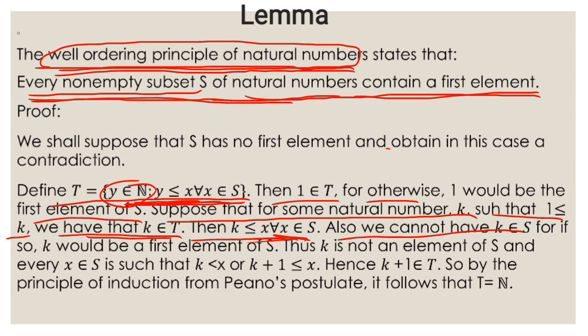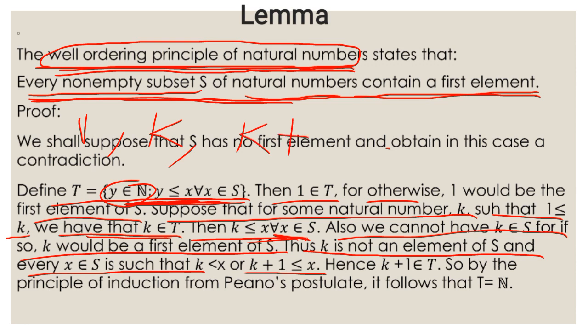Also, we cannot have K in S, just like I said. For if so, K will be the first element in S, so it cannot be. It just has to be in T. Thus, K is not an element of S, and every X in S is such that K is less than X, or K plus 1 is less than X. That is, I have checked for 1, I've seen that K cannot be in S, then truly, if I go by induction, everything of this form must not be in S. Do you agree to that? It must be in T.